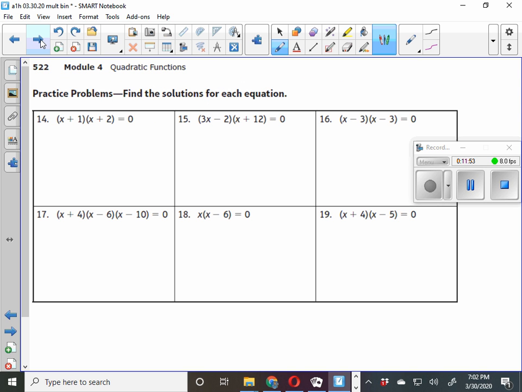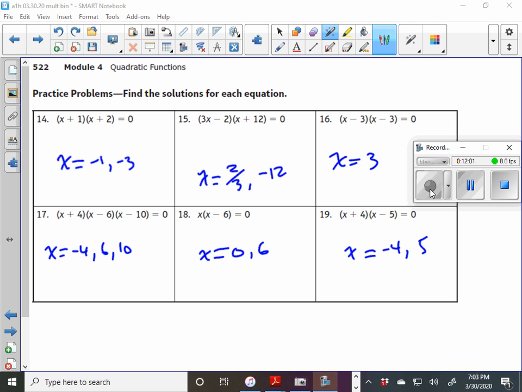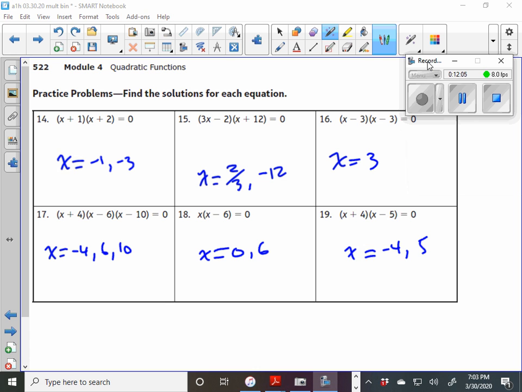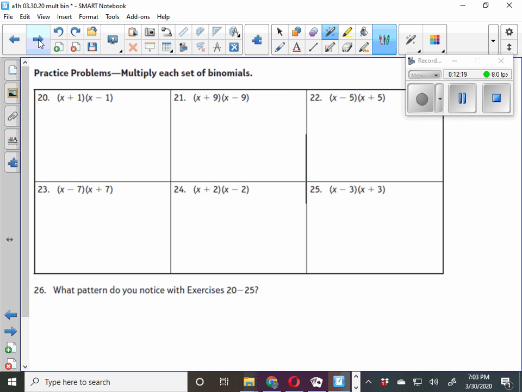Okay, so now they're going back and saying, okay, let's go back and practice. I'm going to pause and I'll show you the answers. All right, so for all of these, the solutions are there. I'll let you pause it. Otherwise, I'm going to move on. This is the tricky one. We forget about this outside. That right there means x is equal to 0. Don't forget that.